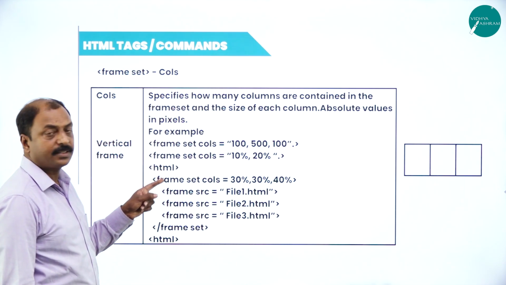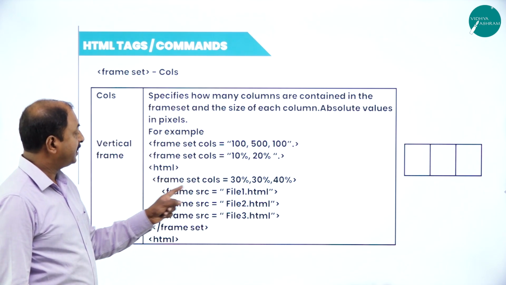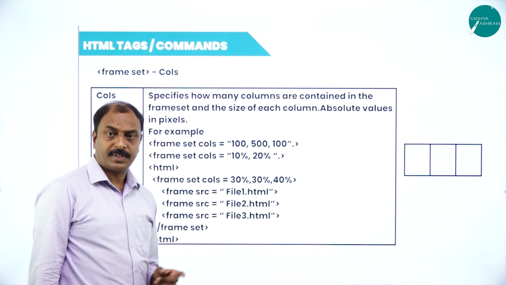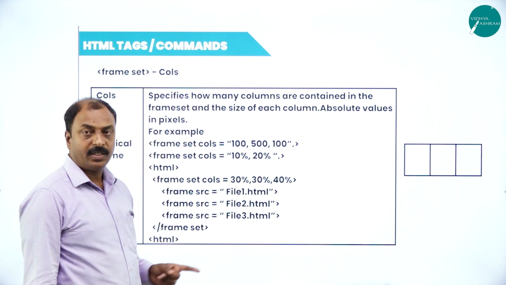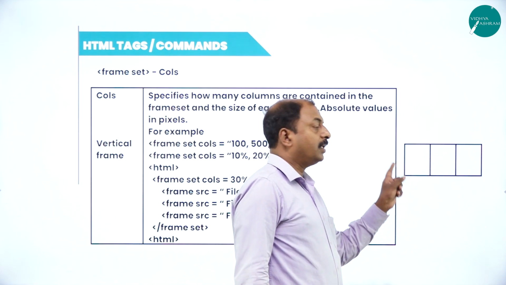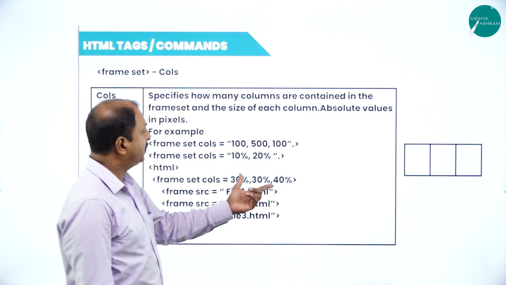Now here, if you write the HTML code for this, the frameset is the tag here. Frameset columns 30%, 30% and 40%. So here there are three values. So in this example, this web layout or this content window is divided into three sections or three columns.